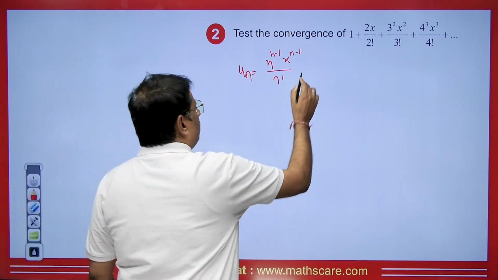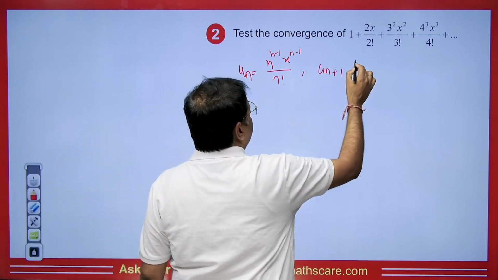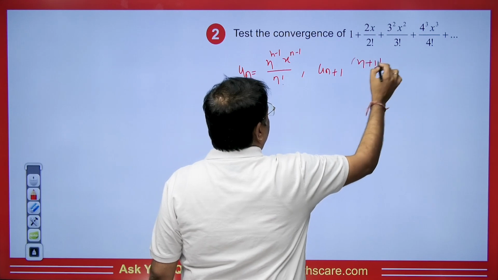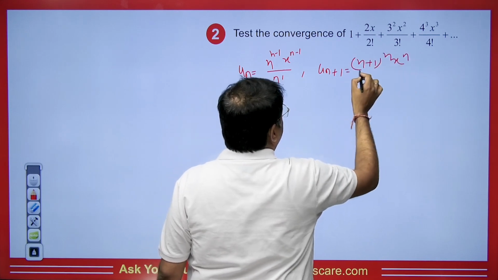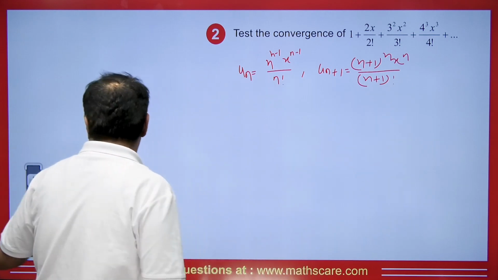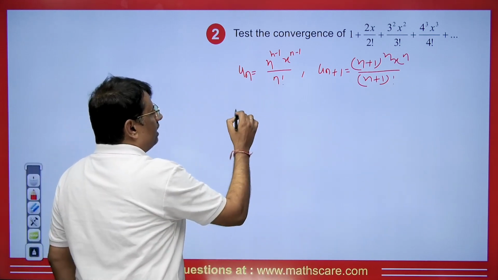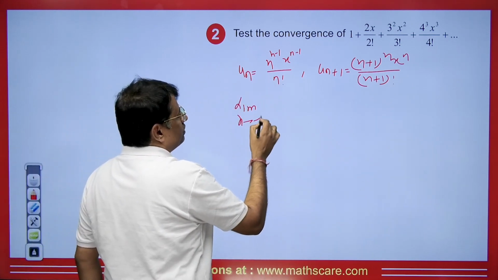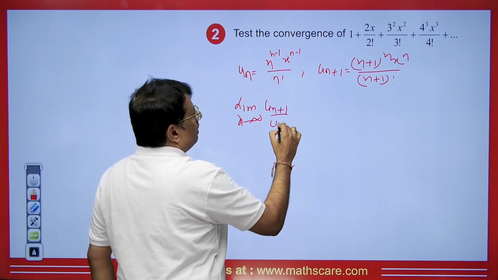Clear? Now, if we look at u n plus 1, then we will get it as n plus 1 raised to the power n, x raised to the power n. In the denominator, we will write n plus 1 factorial. Clear? What will we do here? We will apply D'Alembert ratio test to it. So, limit n tends to infinity, we will take u n plus 1 upon u n.